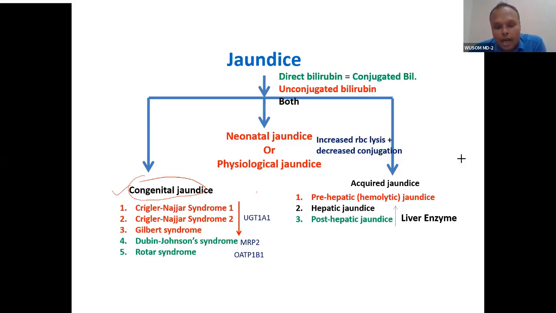So these are acquired jaundice, and these are congenital jaundice. That happens because of molecular mutation. Acquired jaundice we have classified. Generally, you have also studied this classification in physiology. So you have seen pre-hepatic, hepatic, and post-hepatic jaundice. So we have categorized this as acquired jaundice.